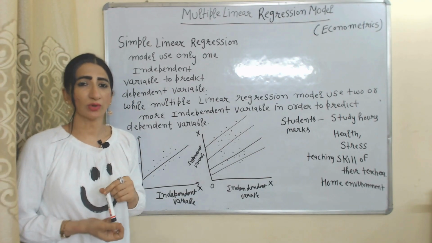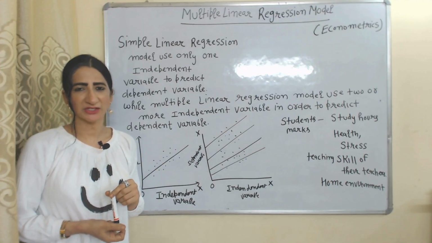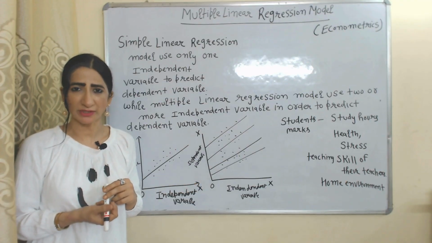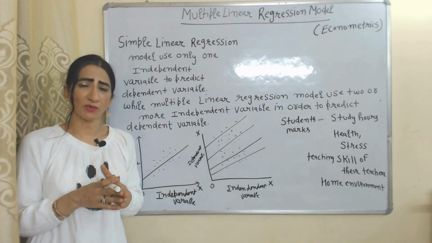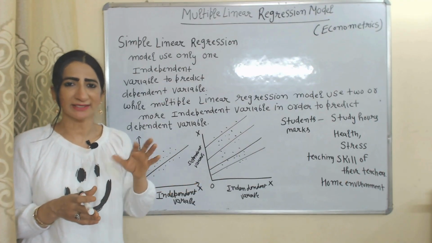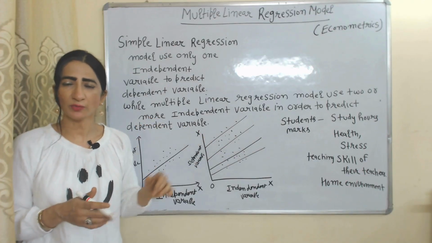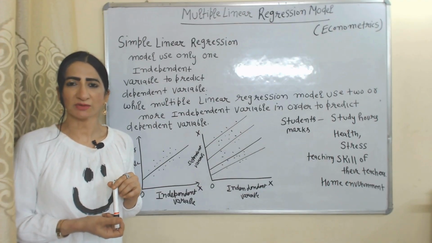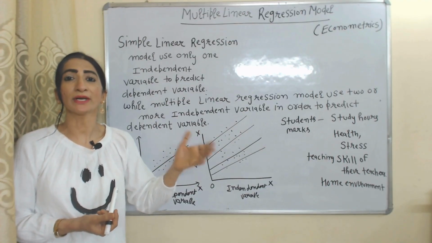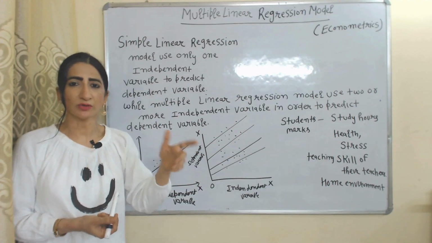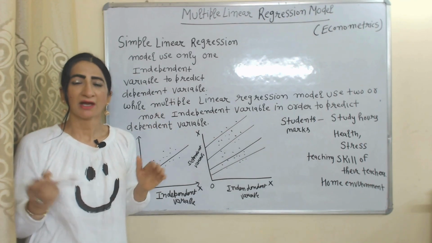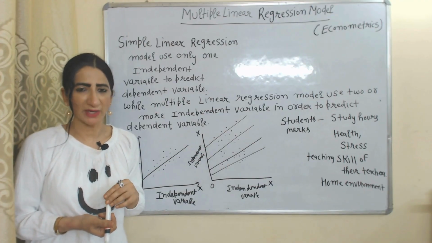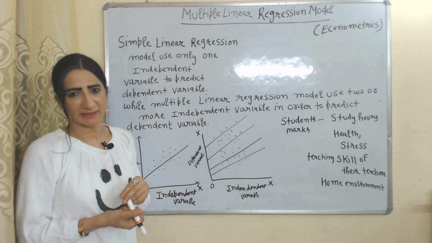Today we are going to talk about the multiple linear regression model. We have already discussed the simple linear regression model. A simple linear regression model uses only one independent variable in order to predict a dependent variable, but a multiple linear regression model uses two or more independent variables in order to predict a dependent variable.